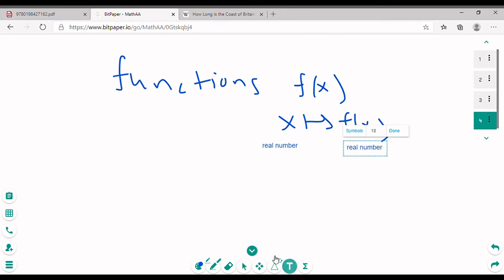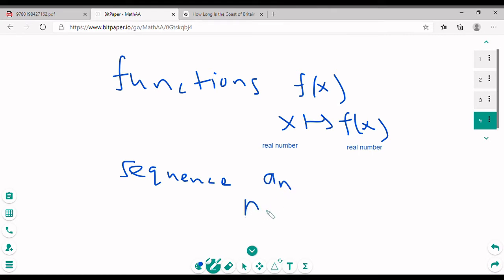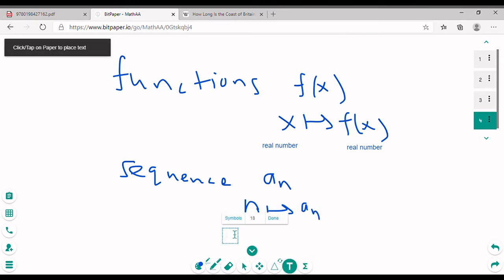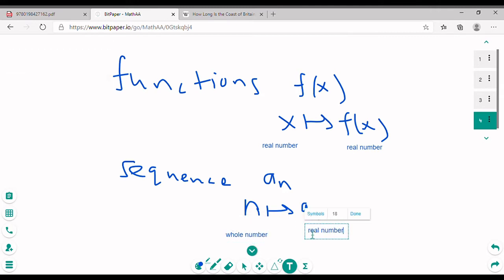On the other hand, in a sequence, we'll talk about series later, we have a_n, where n is some whole number, and a_n is what you get out. So n is just any whole number, and a_n is a real number. It can be any real number. So what on earth am I talking about? Well, let's take the sequence we had earlier, 1, 3, 5, 7, which is really just a sequence of odd numbers.